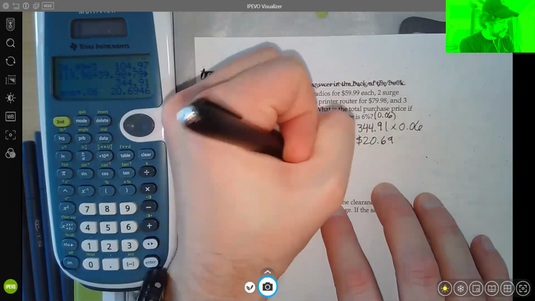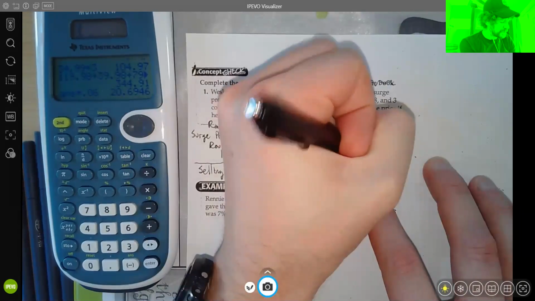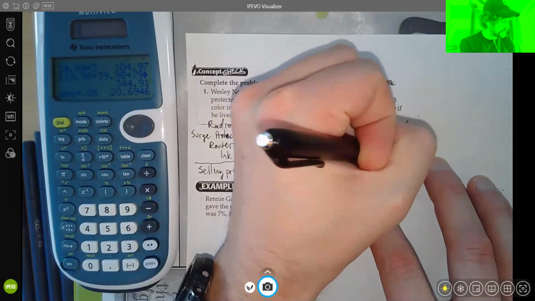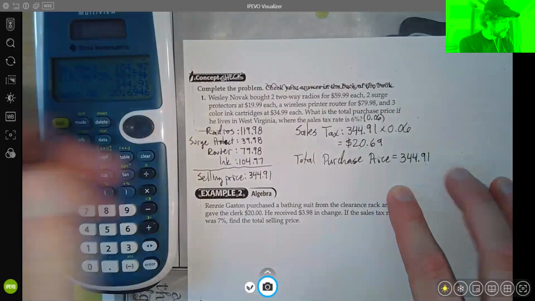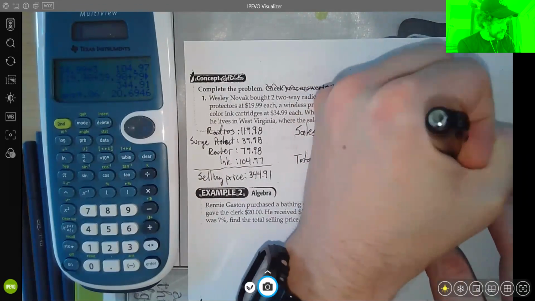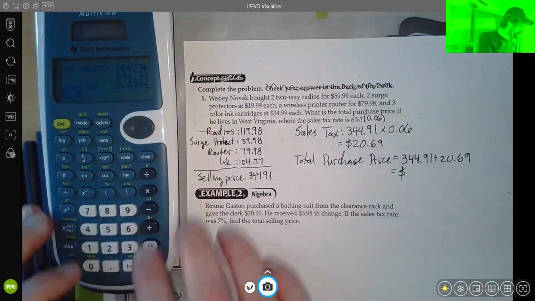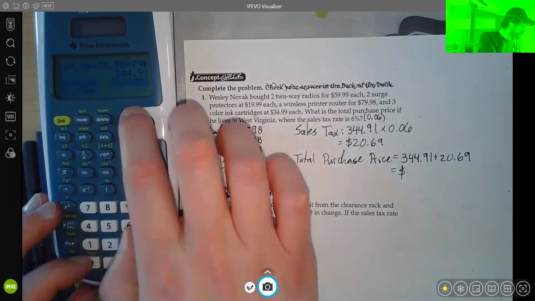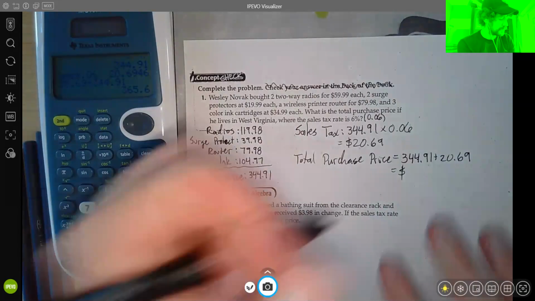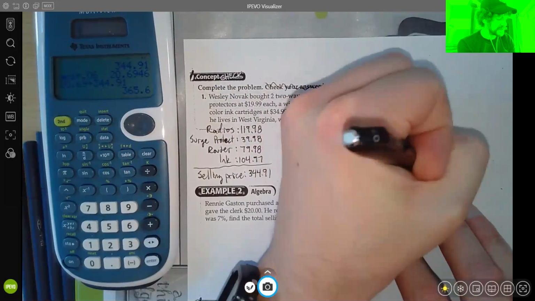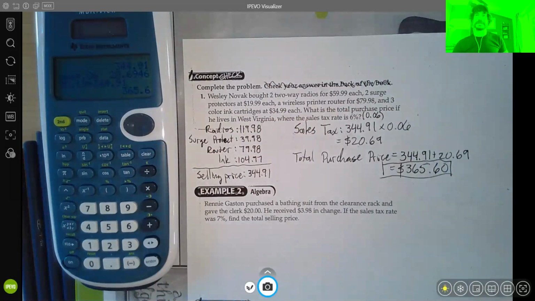So the total purchase price is going to equal the selling price plus the sales tax. $365.60.